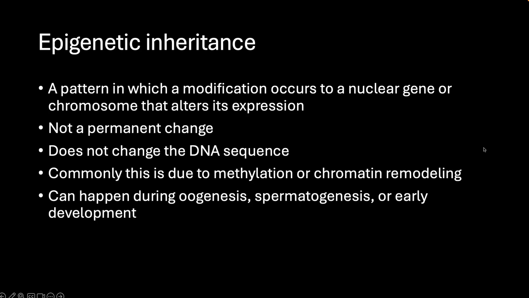Epigenetic inheritance refers to a pattern in which a gene's expression is modified. This is not a modification of the actual DNA sequence and also not a permanent change. Two common mechanisms are DNA methylation and chromatin remodeling. These changes often occur in the formation of sperm or eggs, or in some cases in early embryonic development.